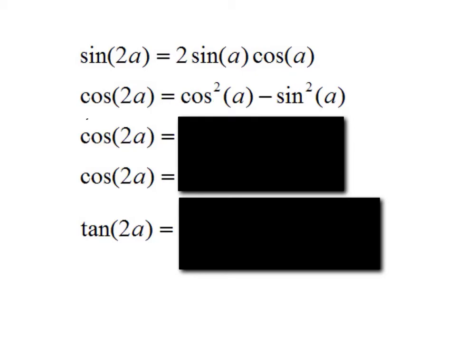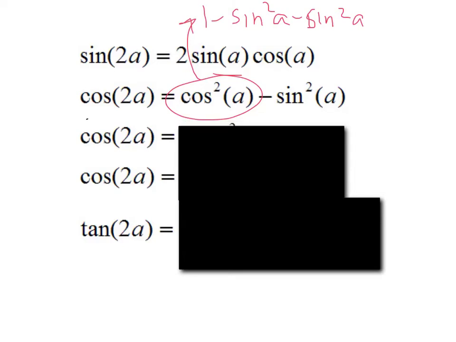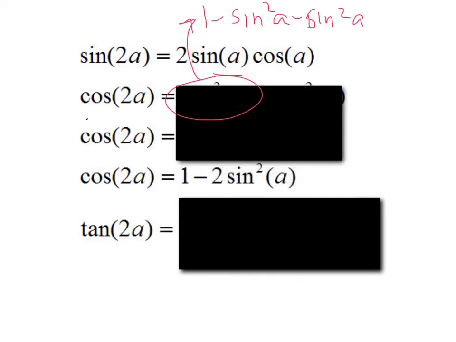Now, there's actually two equivalent forms for this that come from our Pythagorean identities. And where we get them is by doing a substitution. What does cosine squared a equal? What could I replace that with? Well, I could replace that with 1 minus sine squared a, and then minus sine squared a. So 1 minus sine squared a becomes 1 minus 2 sine squared a.